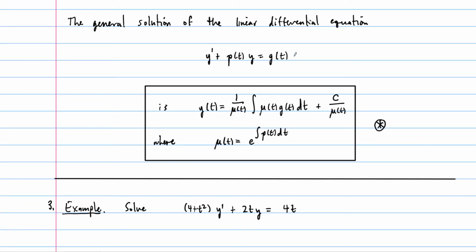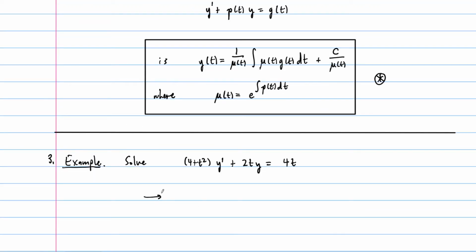But it's not exactly in this form, right? It's not exactly in this form because the coefficient function on the y prime should just be a 1, and it's not. So the first step is to divide through by this 4 plus t squared and just rewrite it. That's not going to change anything, because this is a positive function. Sometimes you'll get a restriction on the domain of your solution at this step, but in this case we don't. So y prime plus, and then we multiply through: 2t over 4 plus t squared times y equals 4t over 4 plus t squared.